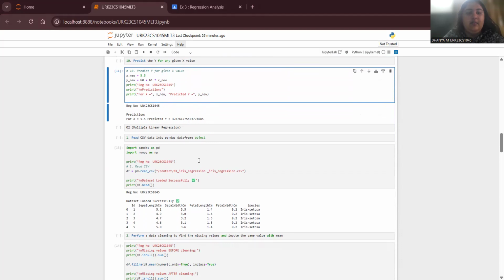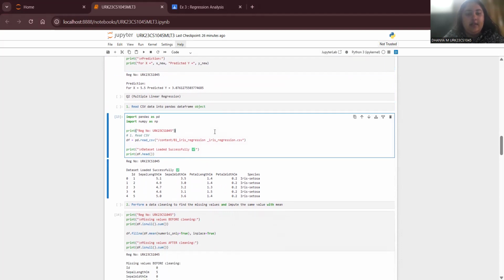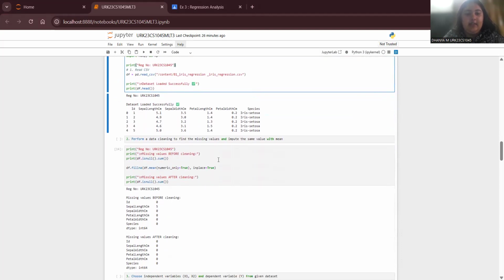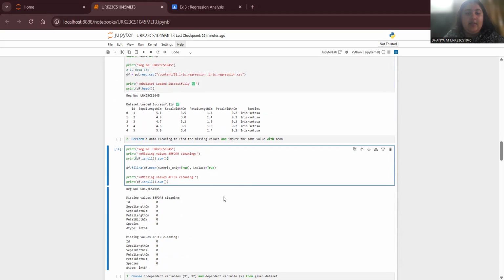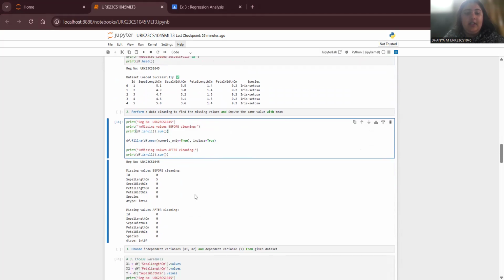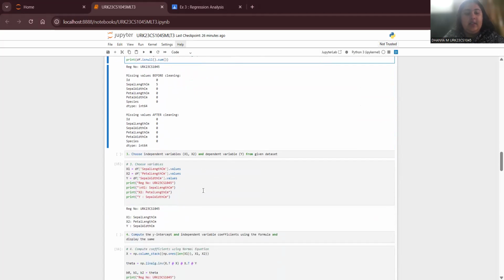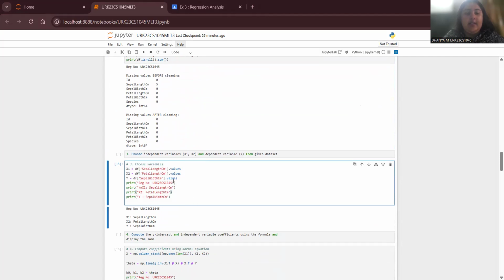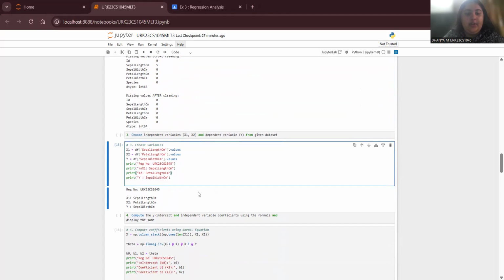And for the multiple linear regression questions, first, as usual, I have imported the dataset. And for the second question, I have performed data cleaning to find the missing values. The null values are replaced with the mean of the column to ensure accurate analysis. And for the third question, I have selected x1 equals sepal length cm, x2 equals petal length cm, and dependent variable y equals sepal width cm. Multiple linear regression uses more than one input variable to predict the output.